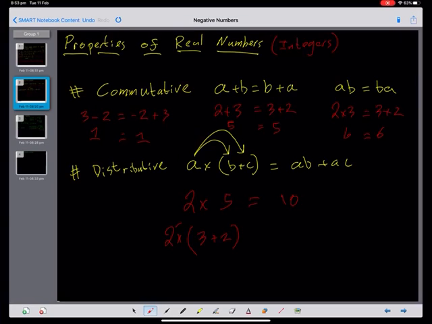And we can distribute that 2 by 3 and 2. So 2 times 3 is 6, 2 times 2 is 4, and that is equal to 10. Okay, so let's take a closer look at the distributive property.